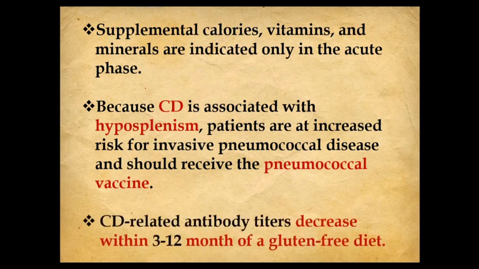And as I said, the celiac disease-related antibody titer decreases within 3 to 12 months of a gluten-free diet. So we can repeat the serologic test after at least 3 months, and this could be regarded as a challenging test. When you stop gluten for 3 months, then repeat the test to see the difference and the improvement in the results.